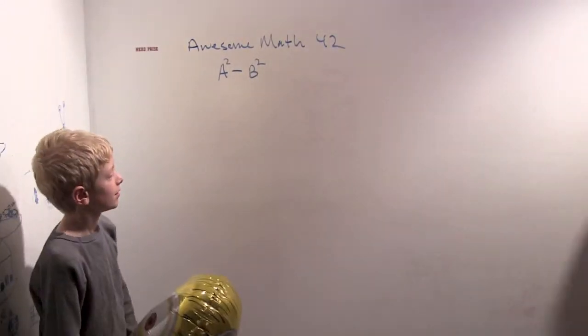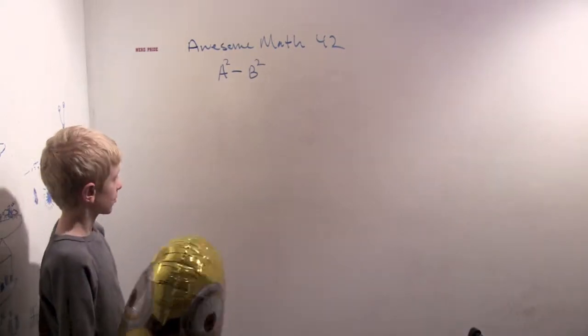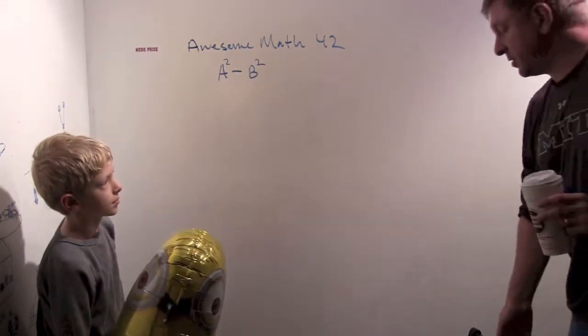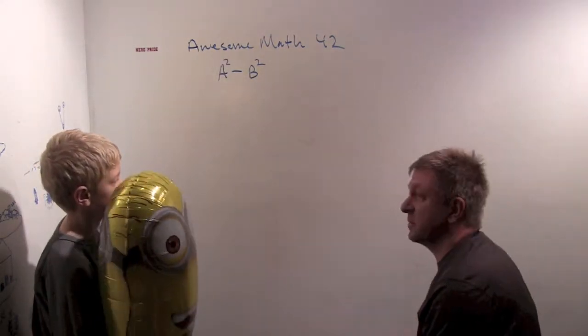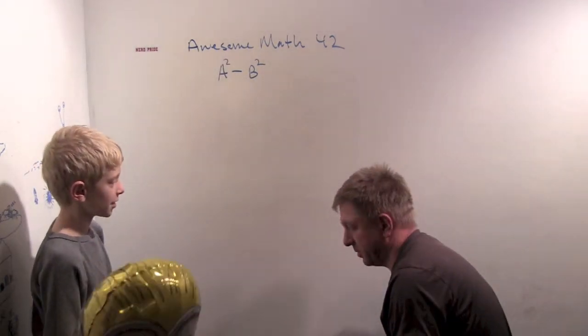AwesomeMath number 42. We started a new chapter in our book today, and it turns out to be something a little on the complicated side and stuff we haven't talked about, but we're still going to have a lot of fun with it. Okay?